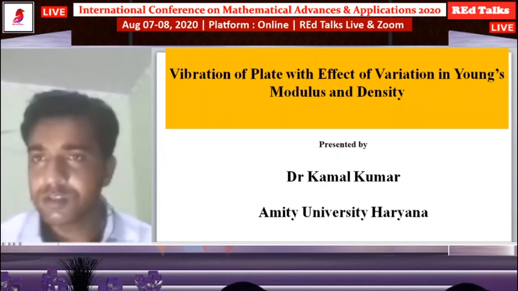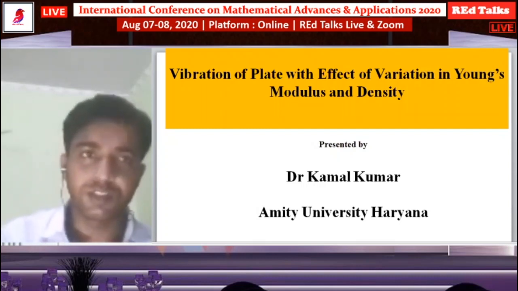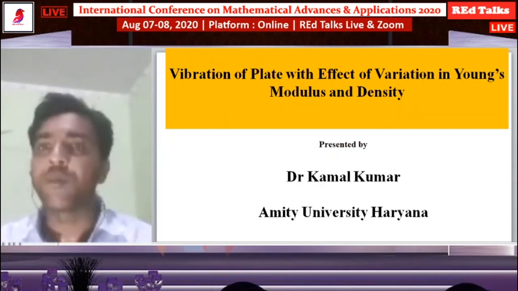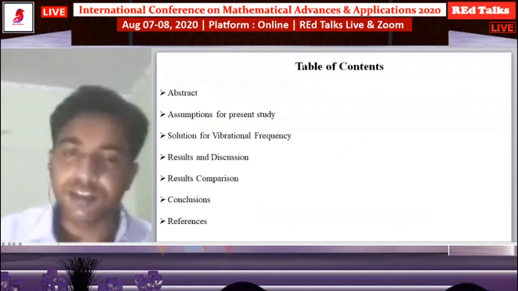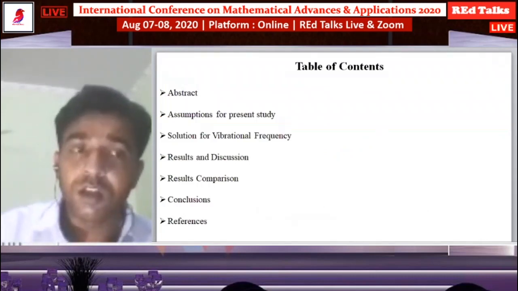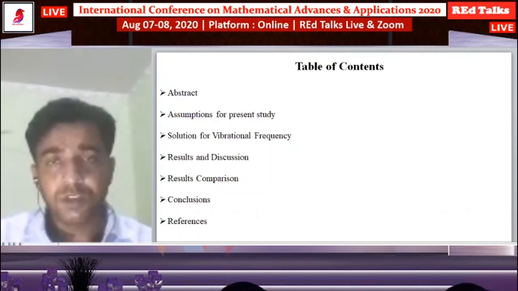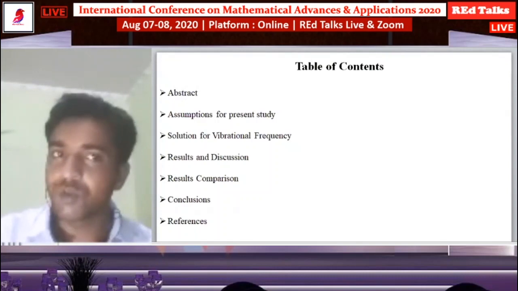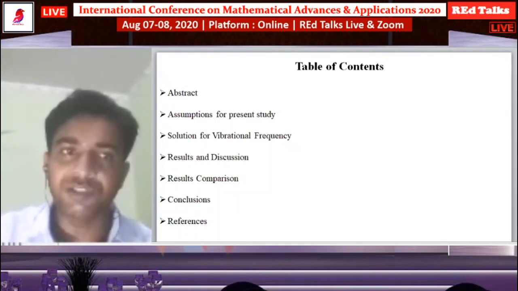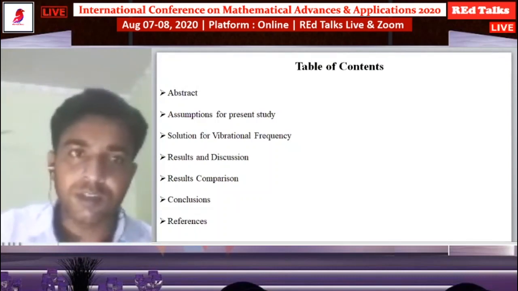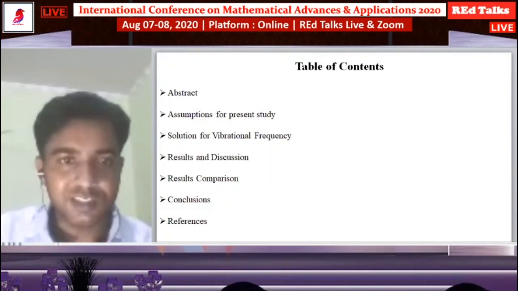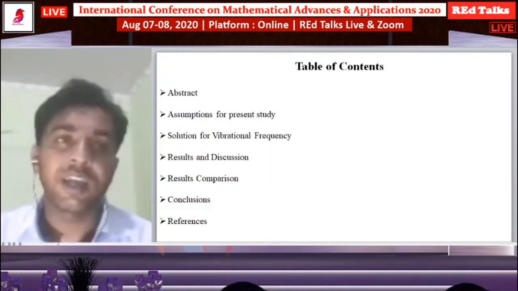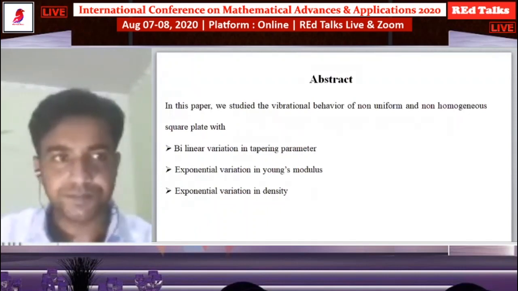The topic of today's presentation is vibration of a plate with the effect of variation in Young's modulus and the density. The main content of this presentation is, first, the abstract. Second, assumptions for the present study. Third, solution for the vibrational frequency. Then result and discussion, result comparison, conclusion and references.